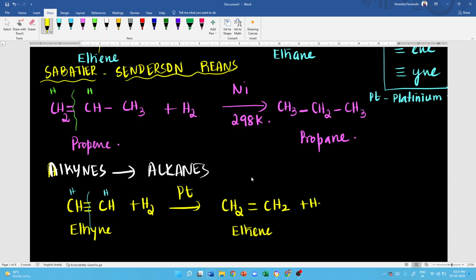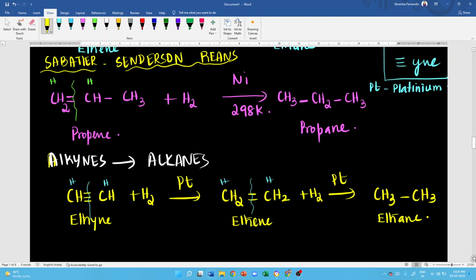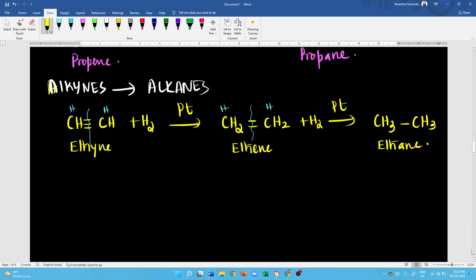Again, ethene is added with hydrogen in the presence of platinum. The double bond is cleaved: H on the left, H on the right. The product is CH3 single bond CH3. The name of the compound is ethane. So the step is repeated. That's all. This is the preparation of alkanes by catalytic reduction of unsaturated hydrocarbons.